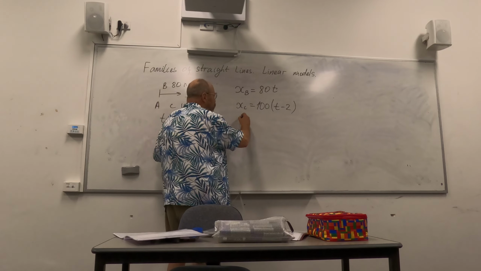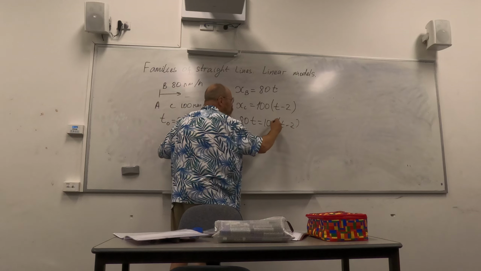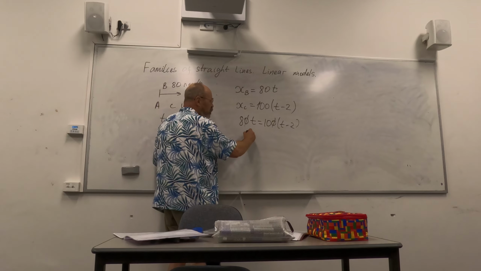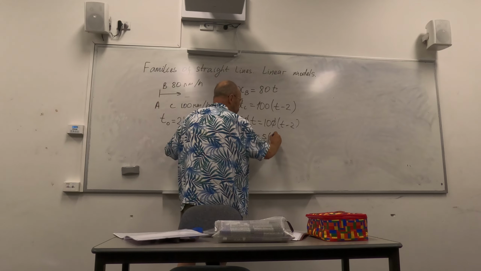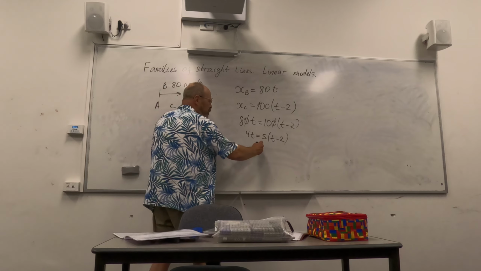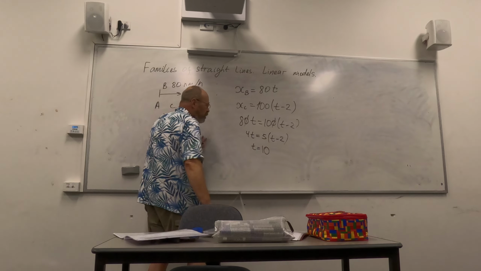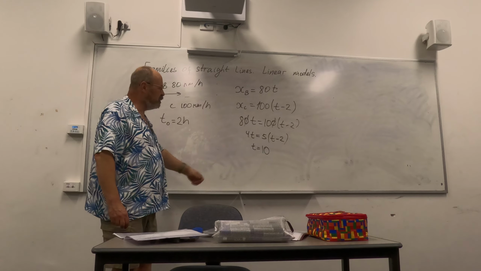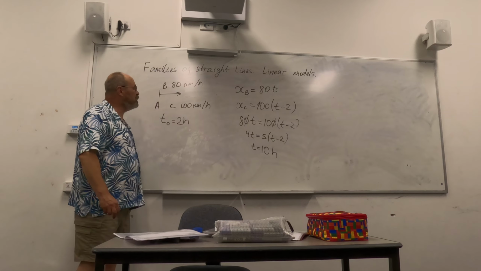Then when they catch up, we equalize 80t equals 100 times t minus 2. We can cancel and simplify more, so divide by 2, so we have 4t equals 5t minus 2. With the brackets expanded, we get 4t equals 5t minus 10, so t equals 10 hours.